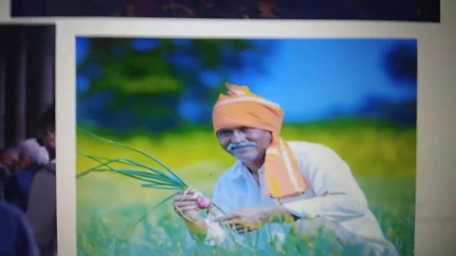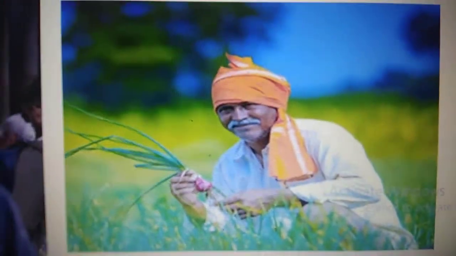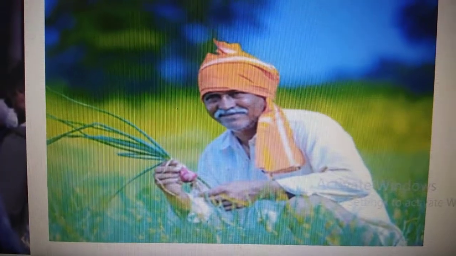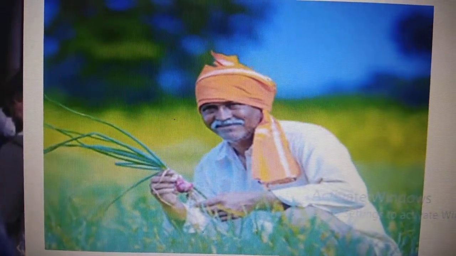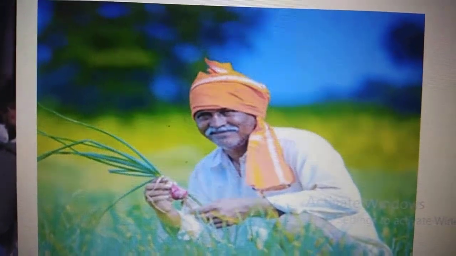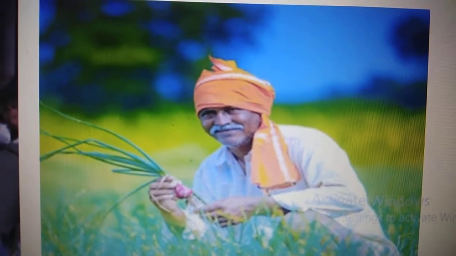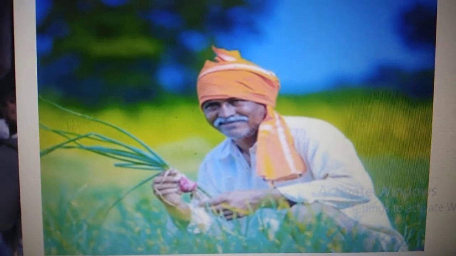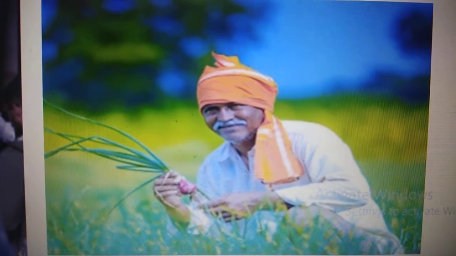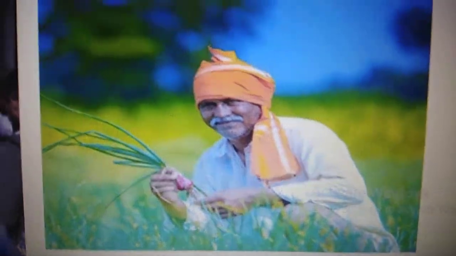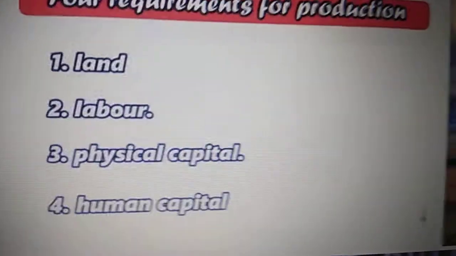Okay, next we go to labor. To produce anything, labor is required, whether it's skilled labor who are skilled in something, or it is unskilled labor to do some kind of transportation work, carrying material from one place to another. So we need two types of labor, skilled as well as unskilled. Without that, we cannot produce anything. So the second factor, as I told you, is labor.